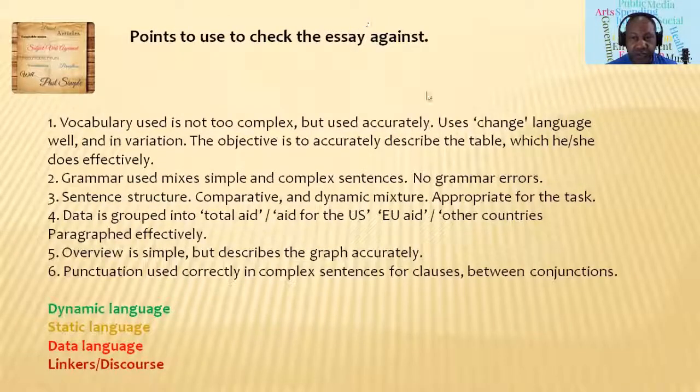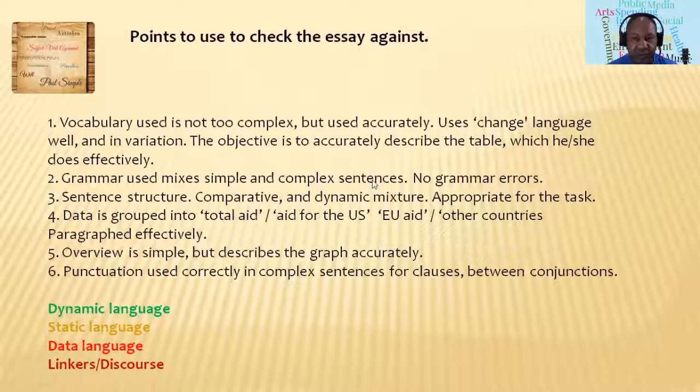Points used to check this. Vocabulary used is not too complex. It uses the change language. Remember, changes over time. If there's time, it's dynamic. It's the language of change. So the objective is to accurately describe the table, which he or she does.